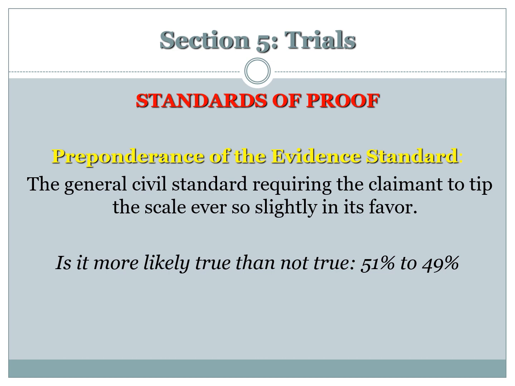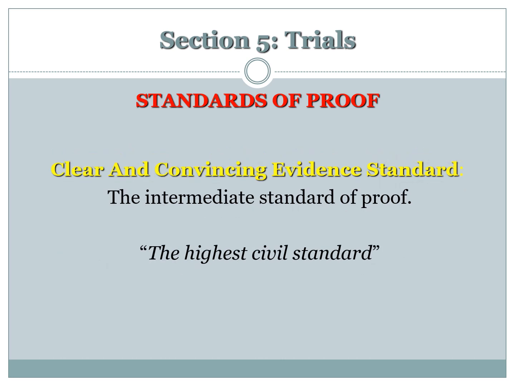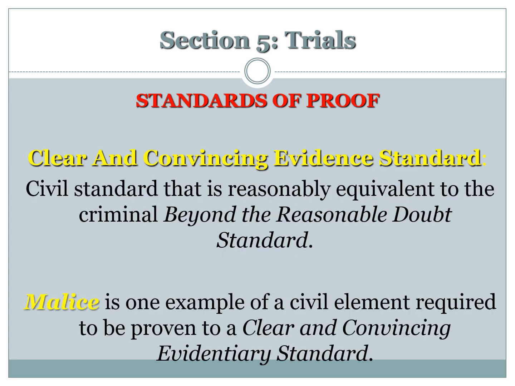And all that means is that the plaintiff must show more likely than not what they're saying is true. More likely than not. And that means what? 50 plus a little, or 51% to 49%. The plaintiff's version of the events is more likely than not. Tip the scales ever so slightly in the plaintiff's favor is the general civil standard, preponderance of the evidence.